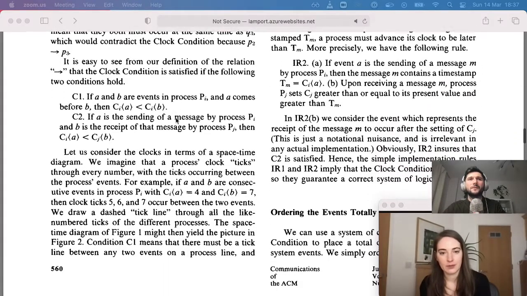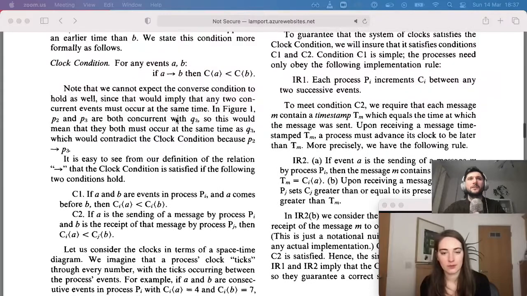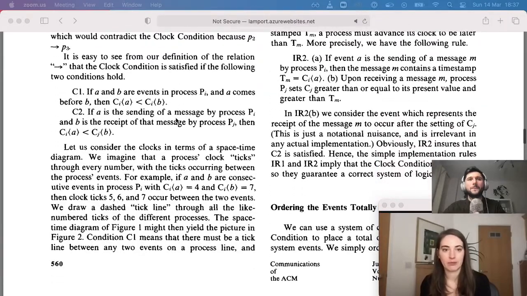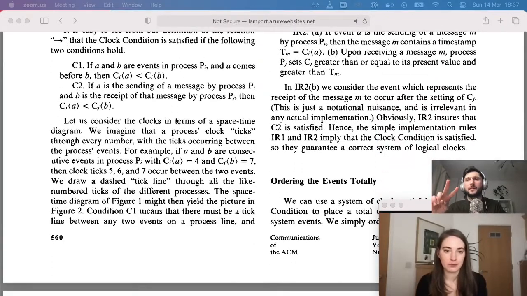putting this clock condition into the two partial ordering statements that he mentioned above. For example, if A and B are in the same process, then obviously C of A is smaller than C of B. But then if the sending of a message is A, then Ci of A is smaller than Cj of B, because B would be the receiving of that message in a process, Cj.